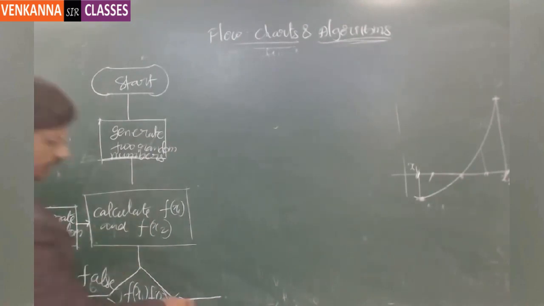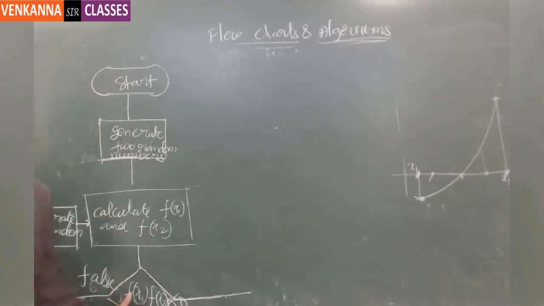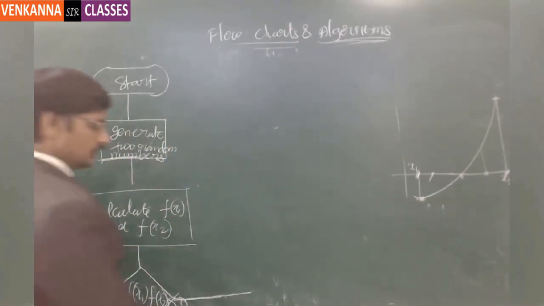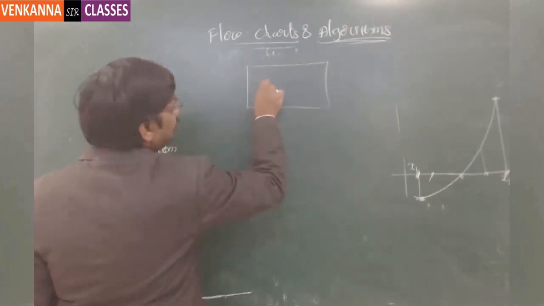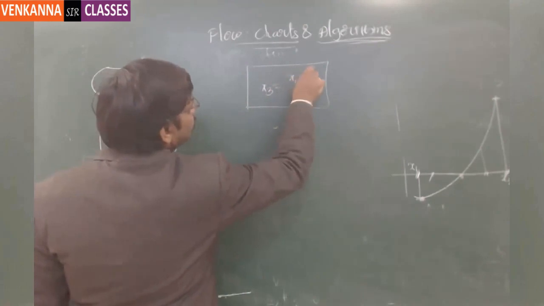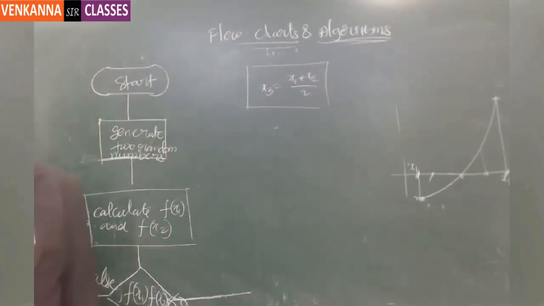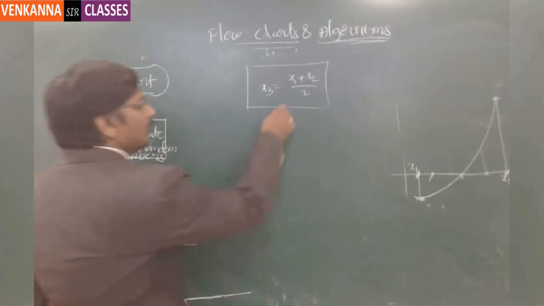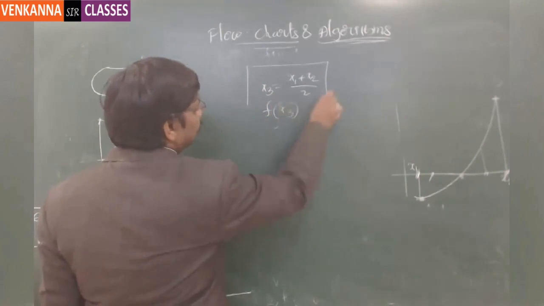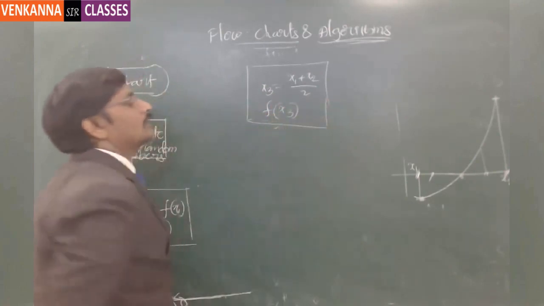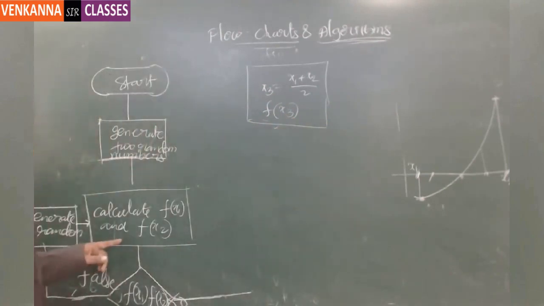Another case is if this condition is true. If the condition is true, then what we need to do is calculate the x3 value as x1 plus x2 by 2. So this value we need to calculate. Once you calculate this, then find the value of f of x3 also here itself. Once you calculate the f of x3, then you need to check for this condition.